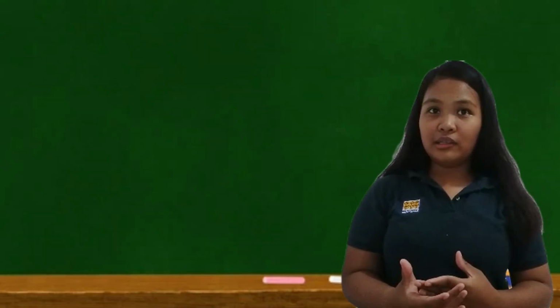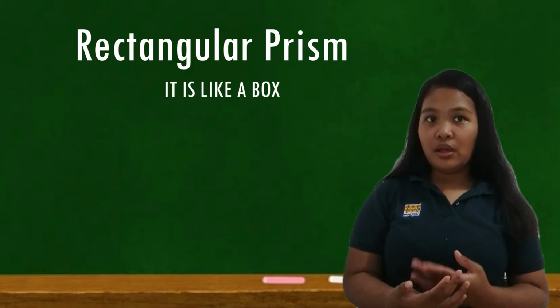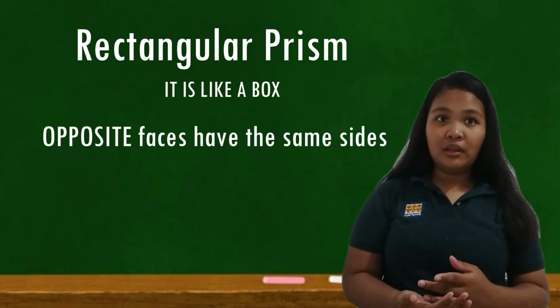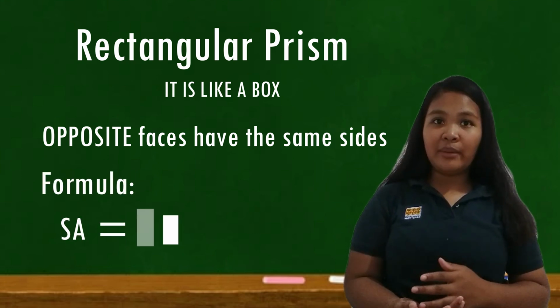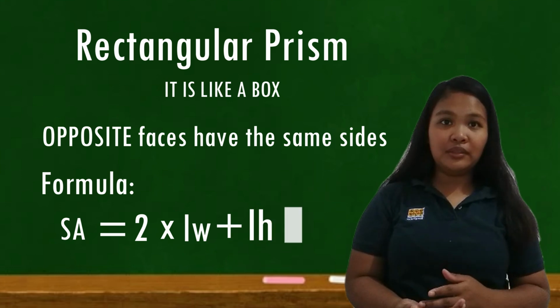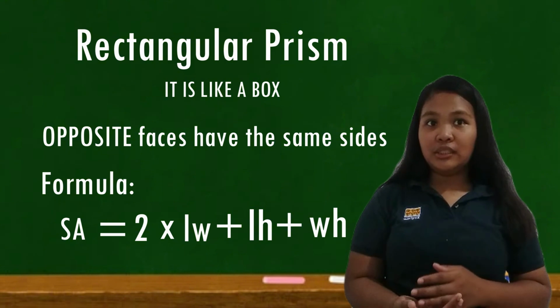Let's now talk about the rectangular prism. A rectangular prism is like a box with opposite faces being the same size. The formula for the surface area is 2 times (LW plus LH plus WH), where L is the length, W is the width, and H is the height.